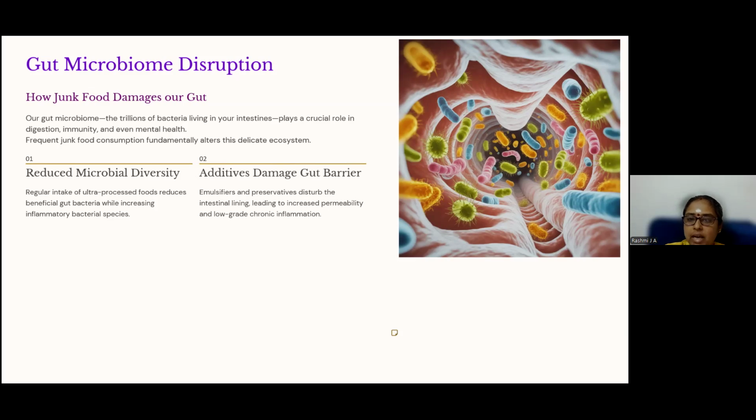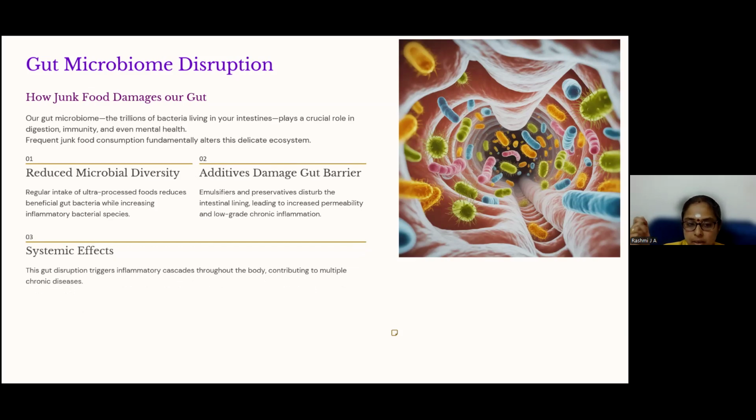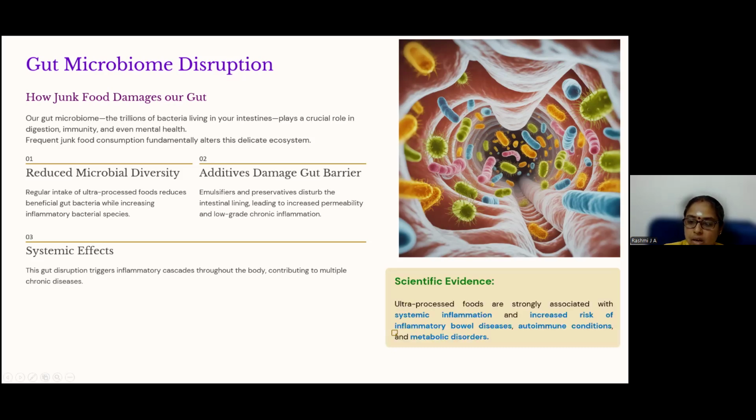Then additives damage the gut barrier. A barrier is something which is going to stop things. Emulsifiers and preservatives disturb the intestinal lining, leading to increased permeability and low-grade chronic inflammation. Then the systemic effect: this gut disruption triggers an inflammatory cascade throughout the body, contributing to multiple chronic diseases. The scientific evidence shows increased inflammatory bowel diseases, autoimmune conditions, and metabolic disorders.